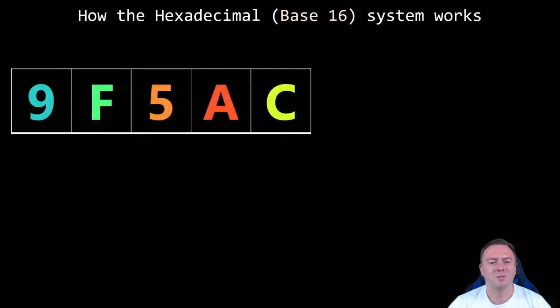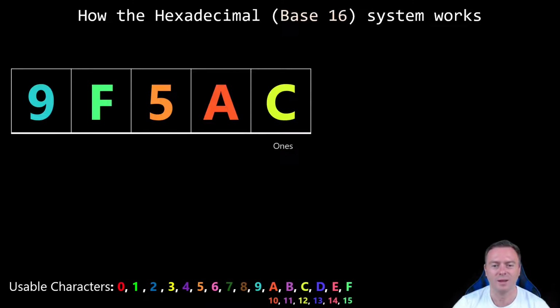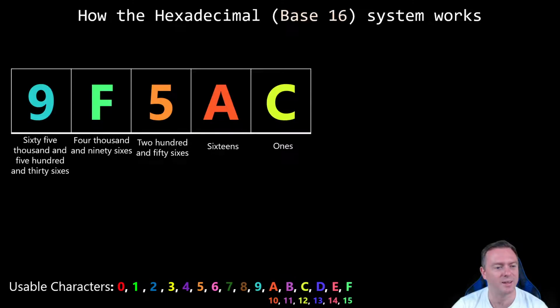So how the hexadecimal system works: if we have 9F5AC, going down here, C is the 1s column, A is in the 16s column, 5 is in the 256s column, F is in the 4096s column, and 9 is in the 65,536s column. So it's the same as before, but the base has increased. Instead of 10, it's now 16 to the power of whatever it is: 16 to the power of 0, 1, 2, 3, and then 4.